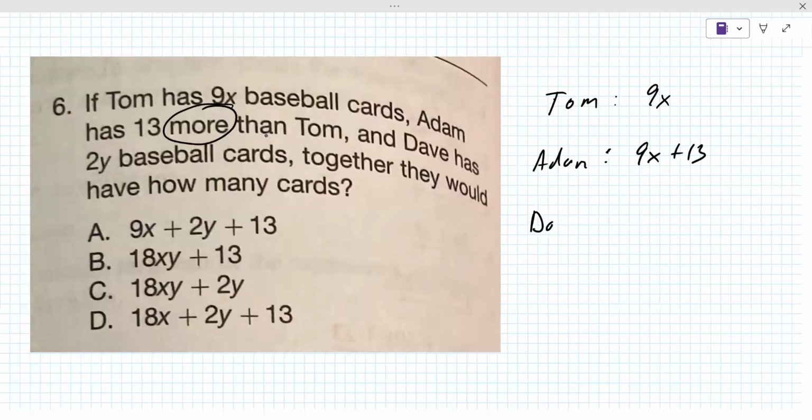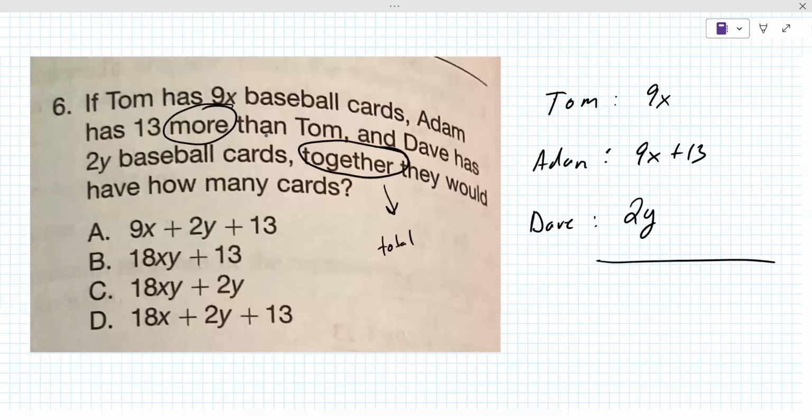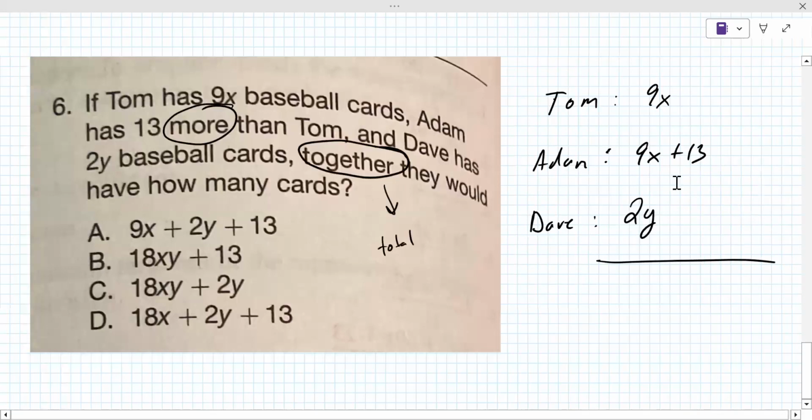We've got to get Dave. How many cards does Dave have? 2y. And what are we looking for? What does the word together mean? The total. Think of together as the total. So adding all of these up. You get your bill at the restaurant, you know, burger and fries, and a salad, and you're adding it up over here.